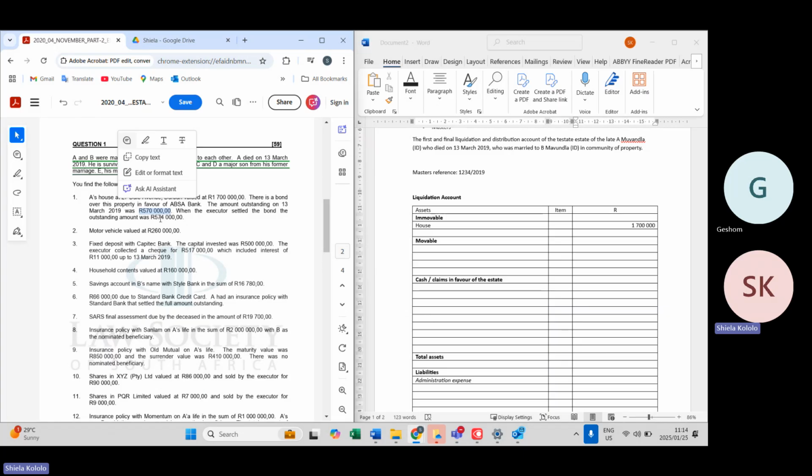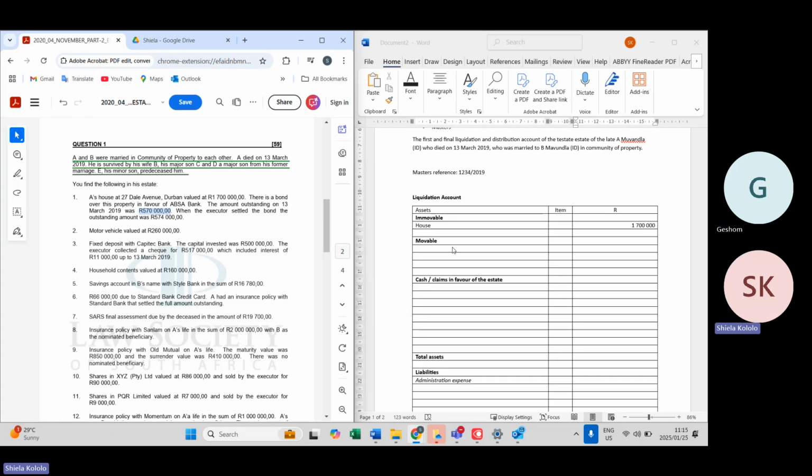So what does this mean? This means that from the 14th up until the executor had to pay and settle the account, we had an extra 4,000 Rand that we need to pay. However, in our liquidation account, we do not account for income or expenditure which was incurred after date of death. We have a separate account for that, which we call our income and expenditure account. So for that reason, we will not record the extra 4,000. We will leave it for the income and expenditure account. Do you have any questions with regards to that? Yeah, fine.